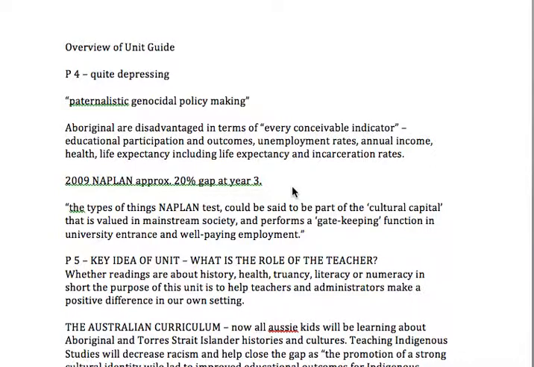Basically, it was quite a... Where's page 4? Oh, there it is. Okay.